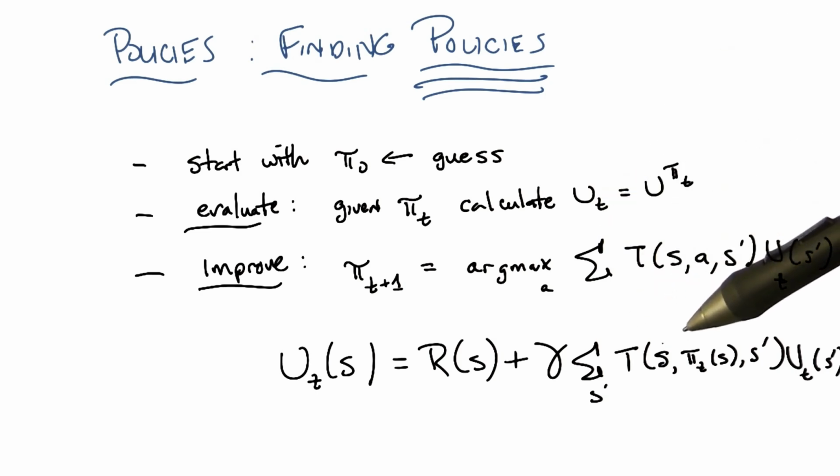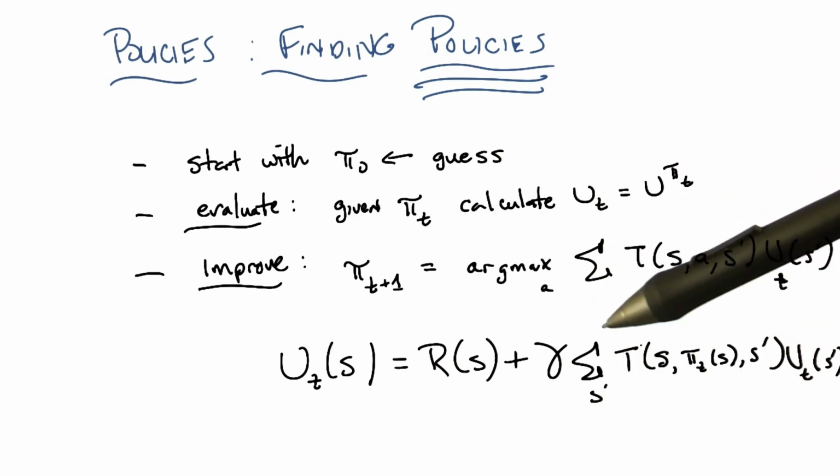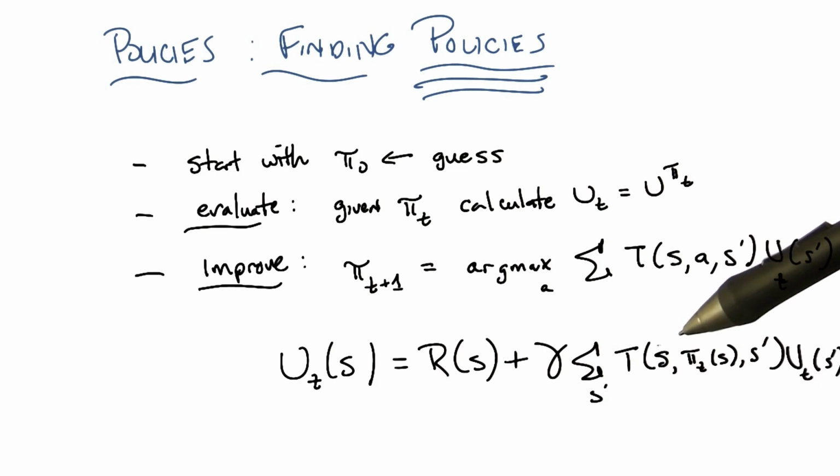Right. And that's actually the only difference between what we were doing before: rather than having this max over actions, we already know what action we're going to take. It's determined by the policy we're currently following. Okay, but isn't this just as hard as solving the thing with the max, you said?